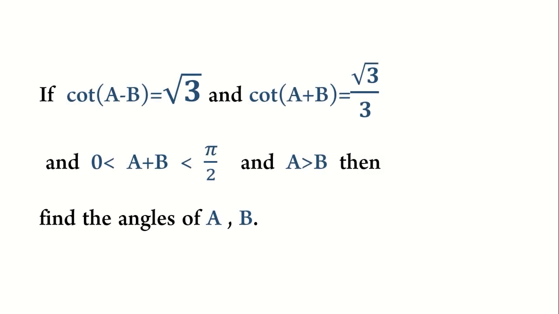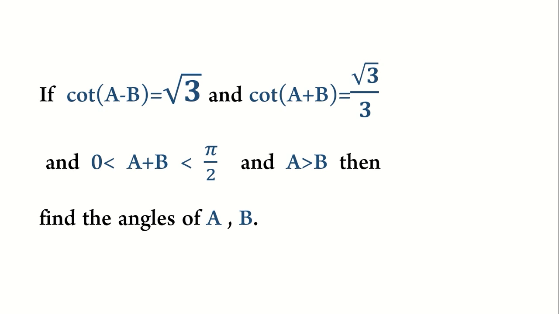So the question is, if cotangent of A minus B is equal to radical 3 and the cotangent of A plus B is equal to square root of 3 over 3, and A plus B is between 0 and pi over 2, and A is greater than B, then find the angles of A and B.